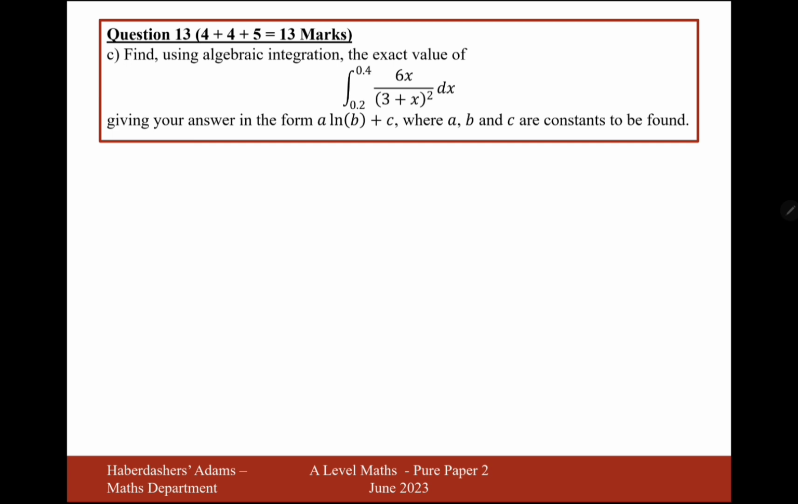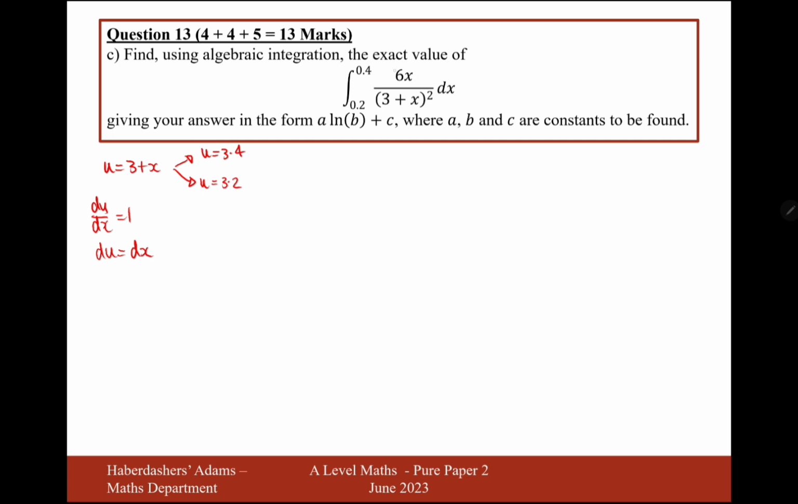Okay, so we're going to be doing integration by substitution. So it's going to be u equals x plus 3. The limits need changing as well. So the x limit is going to become 3.4, so u limit is going to become 3.4, and the other u limit is going to become 3.2. Differentiate the substitution, and that allows you to work out what you're going to replace your dx with.